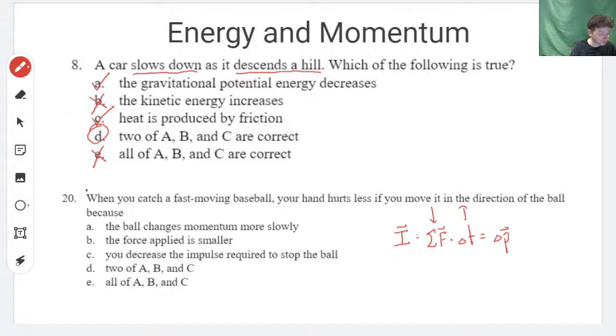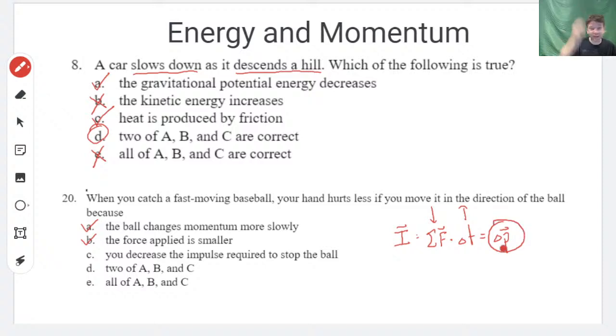So let's look at which ones are true here. The ball changes momentum more slowly. Yes, we increase the time of the collision. The force applied is smaller. Yes, that is also a result of increasing the time of collision. You decrease the impulse required to stop the ball. No, absolutely not. Impulse is change in momentum.